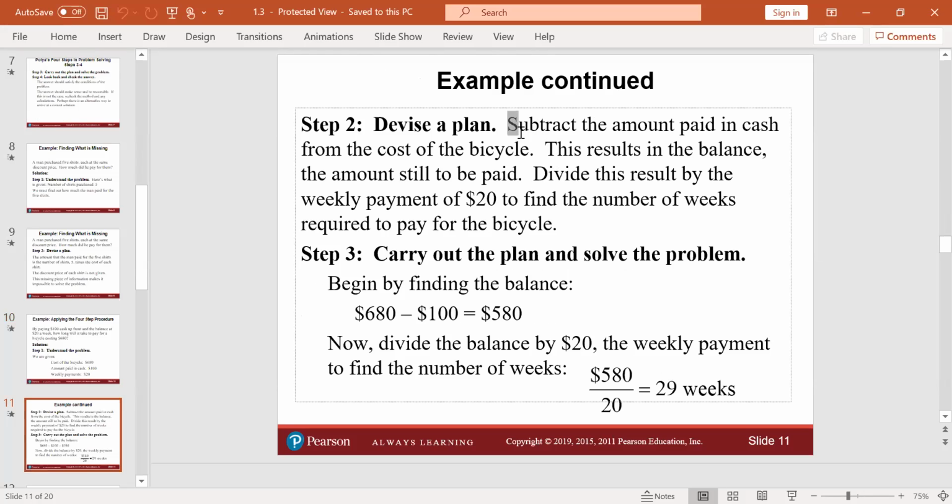So the plan is pretty simple. You subtract the amount you paid off right away. You divide the rest, the amount you didn't pay off, by $20, and that'll tell you how many weeks it's going to take to pay that off. So enact the plan. You still owe $580. Divide that by $20. It's going to take you 29 weeks, a little more than half a year, to pay off the bicycle.